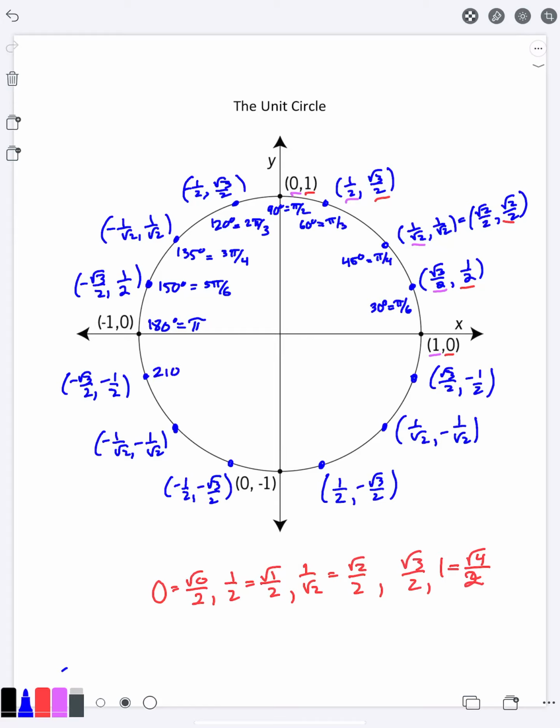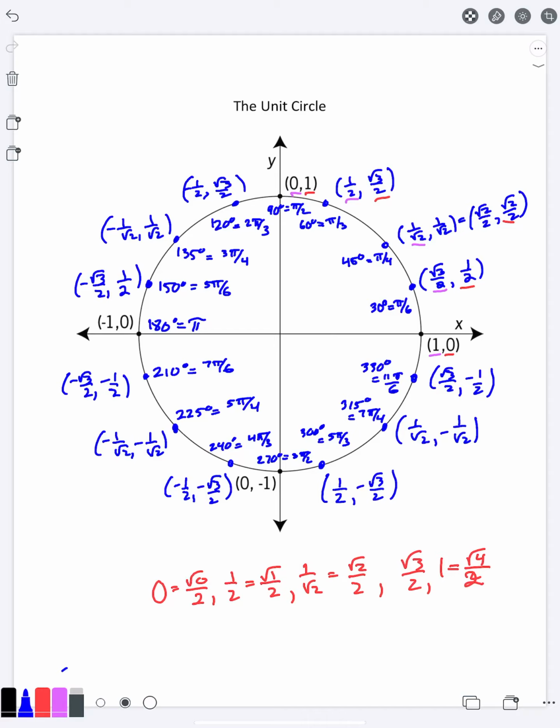The angles here would be 210 degrees, which is the same as 7 pi over 6. And then 225 degrees, which is 5 pi over 4. And then 240 degrees, which is 4 pi over 3. And then 270 degrees, which is 3 pi over 2. And then 300 degrees, which is the same as 5 pi over 3. And then 315 degrees, which is 7 pi over 4. And then lastly 330 degrees, which is 11 pi over 6.